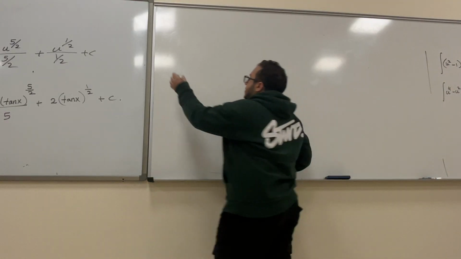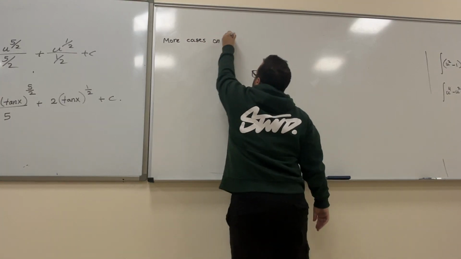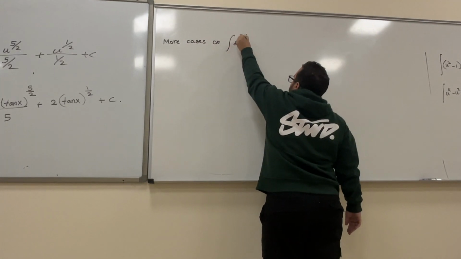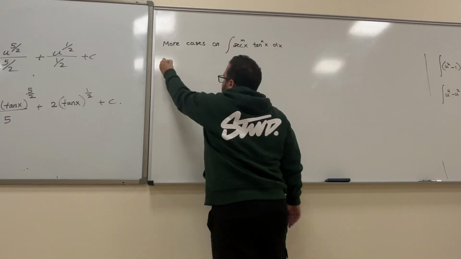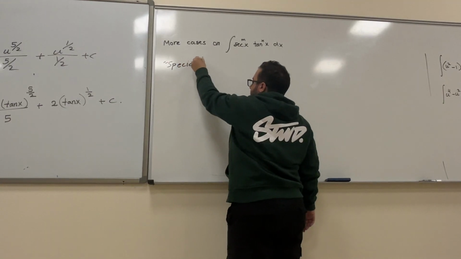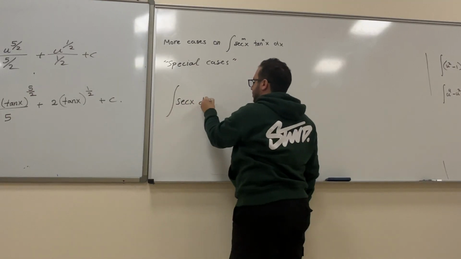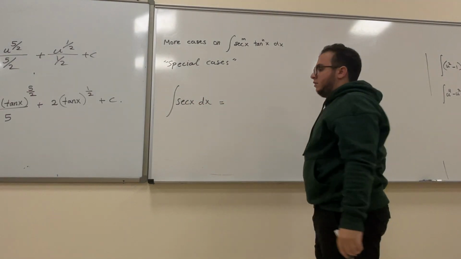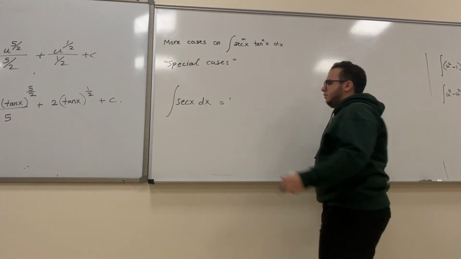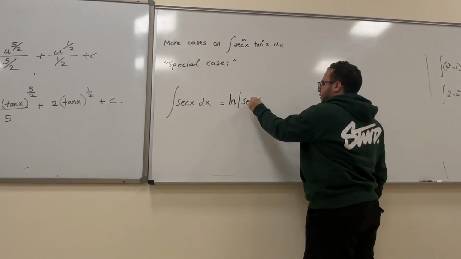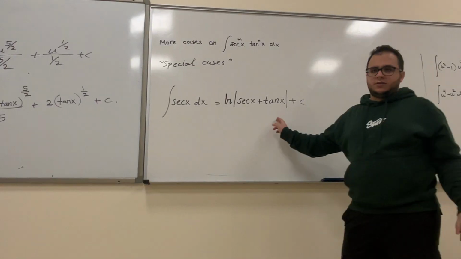Now, more cases on secant and tan, like special cases. The first one is integration of secant alone, power 1. Which is what? It's ln of secant x plus tan x. This one, memorize it. You don't have to show how you got this.